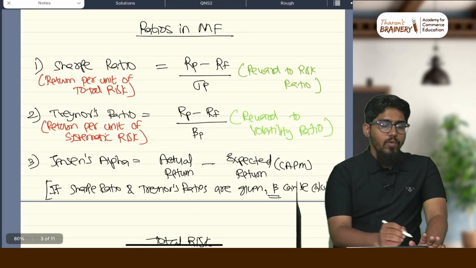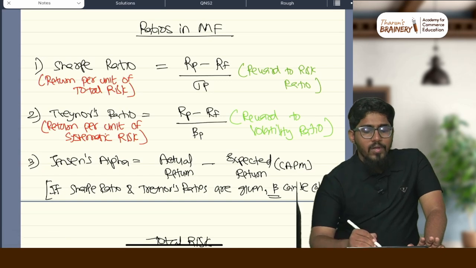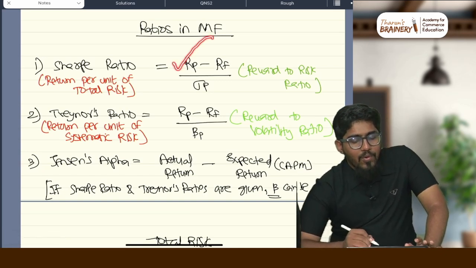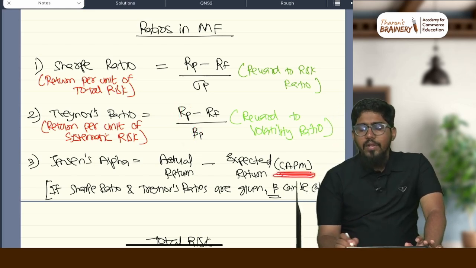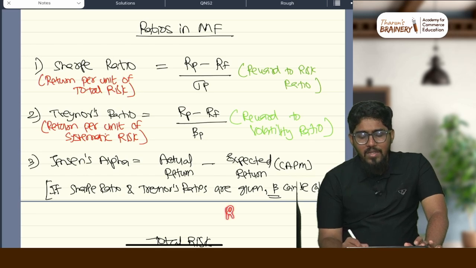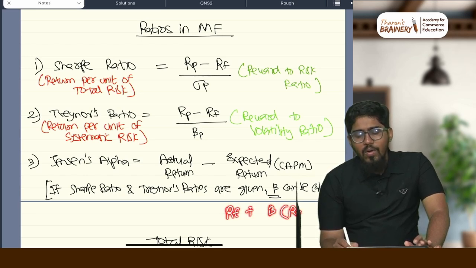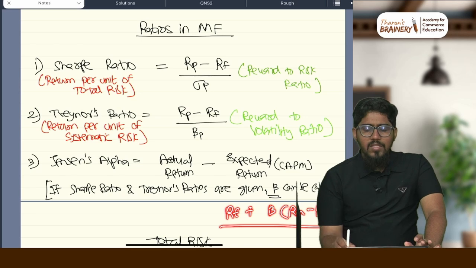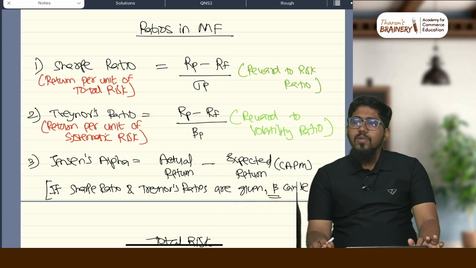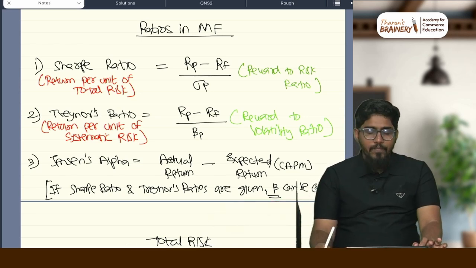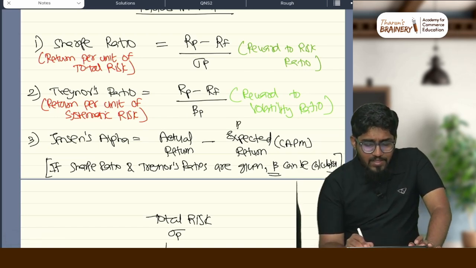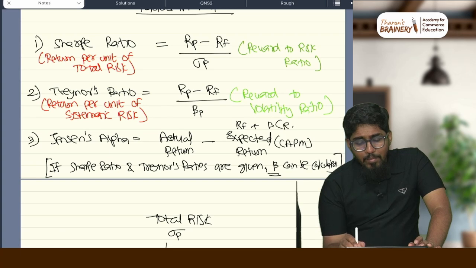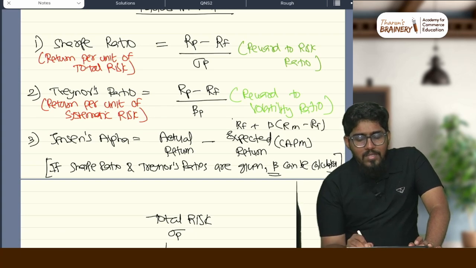Now you know how to calculate the return of the portfolio and the risk of the portfolio. CAPM return you already know. What is CAPM return? CAPM return is nothing but the risk-free rate plus beta into RM minus RF. This is the expected return, or it is also called the CAPM return. Are you all with me? Expected return is the risk-free rate plus beta into RM minus RF.